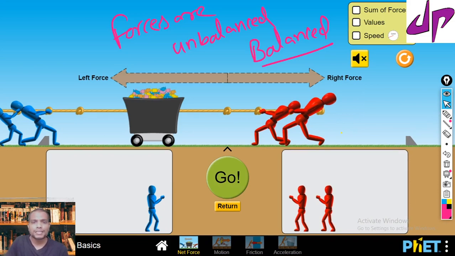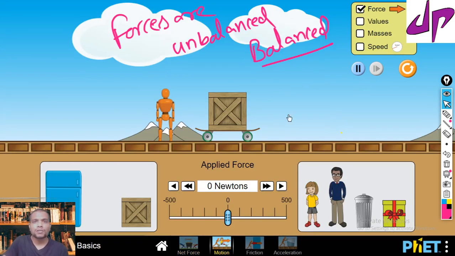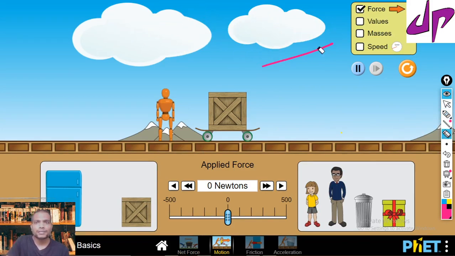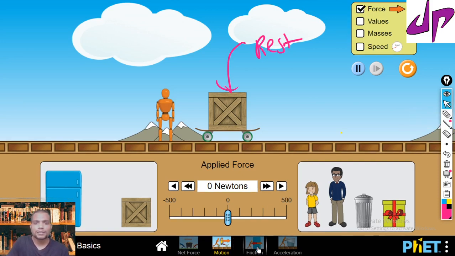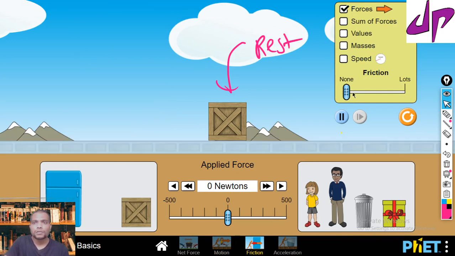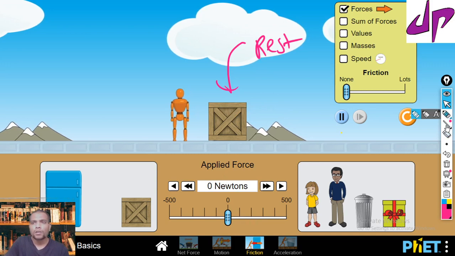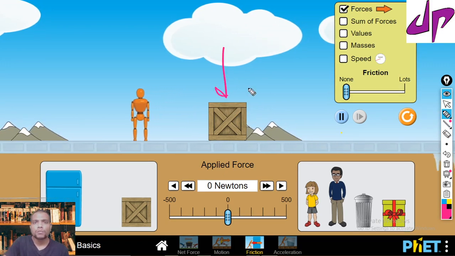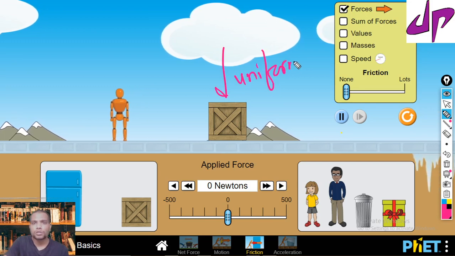Newton's law says that if an object is in the state of rest, so now again the box is in the state of rest. Suppose I take a frictionless surface, where there is no friction, and I apply a small force on the box. Now what happens? Now the box is in uniform motion.